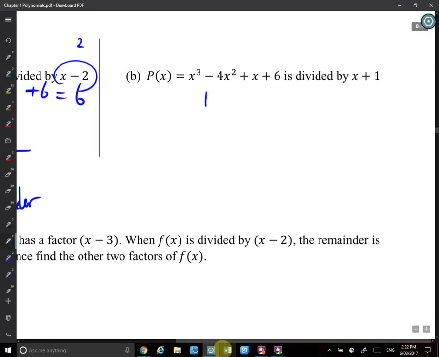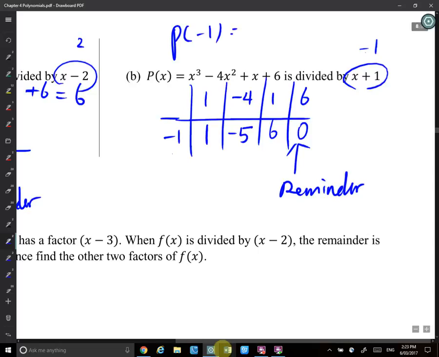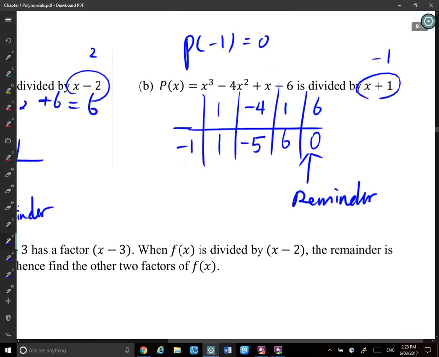For the next one, I can do 1, -4, 1, and 6. And I'll divide that by, so I'll put -1 here. Okay, not 1, it's -1. So that's 1. -1 plus -4 is -5. -1 times -5 is 5, plus 1 is 6. -1 times 6 is -6, plus 6 is 0. So remainder is 0. Okay, no remainder. So P(-1) should give you 0. You can check your answers.